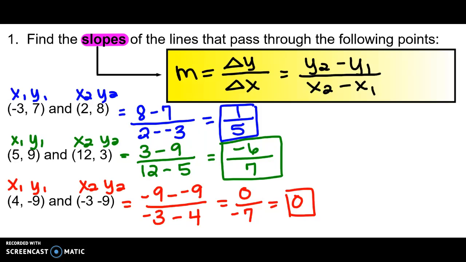Now, remember this, a slope of 0 is a horizontal line. Now, let's say this was flipped around and we had negative 7 in the numerator and 0 in the denominator. That would not be a 0 slope. That slope would be undefined. I have my students remember, if 0 is under the line, the slope is undefined.